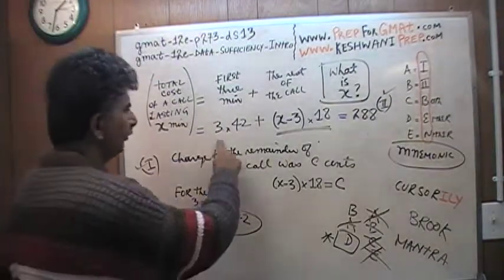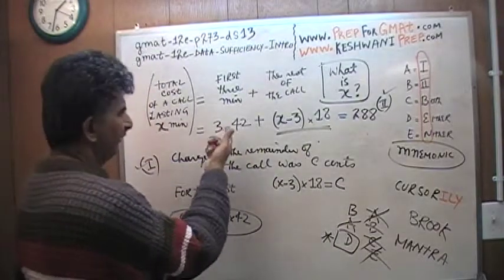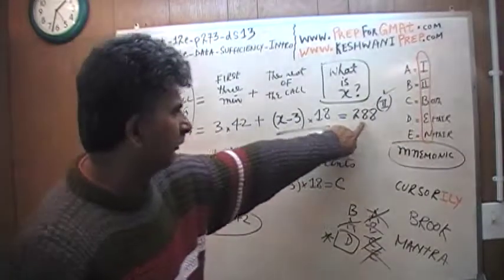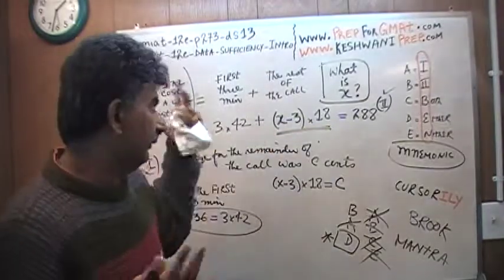You just solve this equation for x. I hope you know how to do it. Once you solve for x, that tells me that this second statement by itself is enough, because the second statement tells us the total cost was 288. If the total cost is 288, this is the equation that you will use to solve for x. So we know what x is.